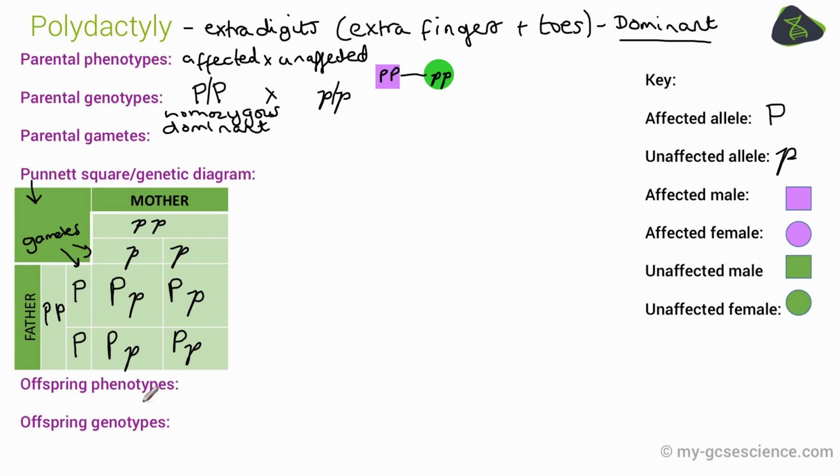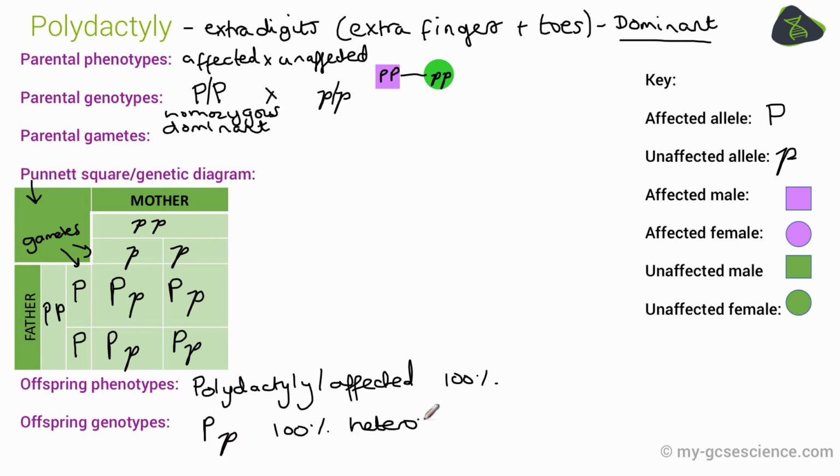And a quick analysis will show that all the offspring, because polydactyly is caused by a dominant allele, which means that the allele only needs to be expressed once in the genotype for the condition to become the phenotype. So all of these actually have a capital letter in them. They have the dominant allele, and therefore the phenotype would be polydactyly. Or you could say that they are affected, and that is 100% affected. In terms of the offspring genotypes, they are all capital P, lowercase p, so 100% heterozygous.